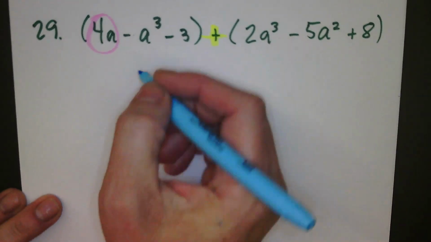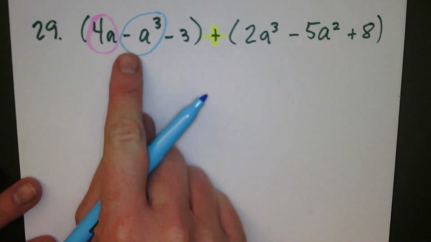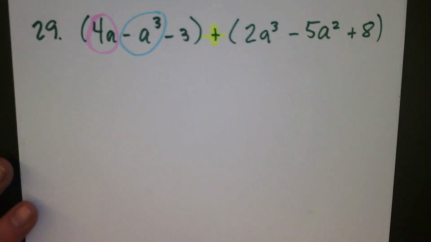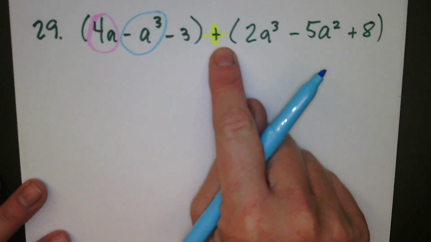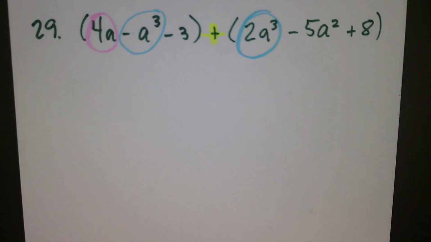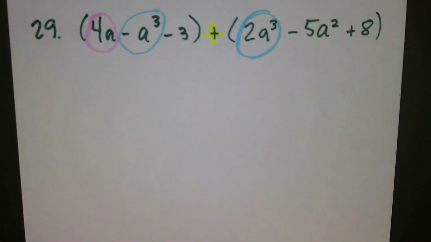All right, the next term I have is this a to the third, and I'm going to circle it, but I'm going to make sure I include that negative with it, because this is a minus a to the third. As I move it around and combine it with other a to the third terms, I want to make sure I'm recognizing that it's negative. Now I'm going to add it to the other a to the third term, which I have over here, which is 2a to the third. So these two are like terms, same variable, same power. They will get combined.